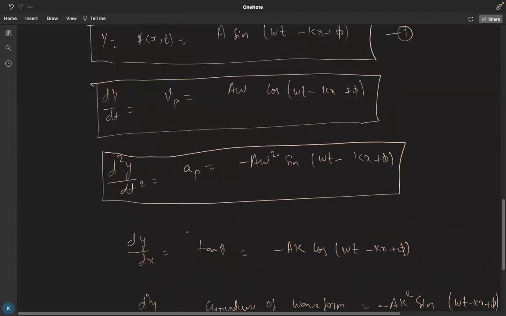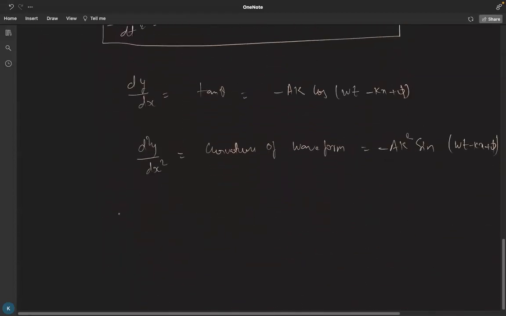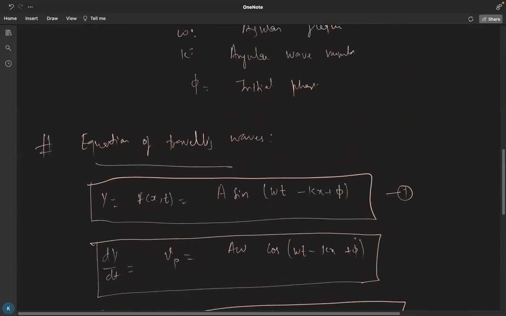Again, some abbreviations are used. Let me write it here: velocity of particle and acceleration of particle. These are the things we have to keep in mind. So what I did here is, there are too many ways to write the equation of a traveling wave, right? I'm assuming that our wave is traveling in the positive x direction, so I write the equation accordingly.